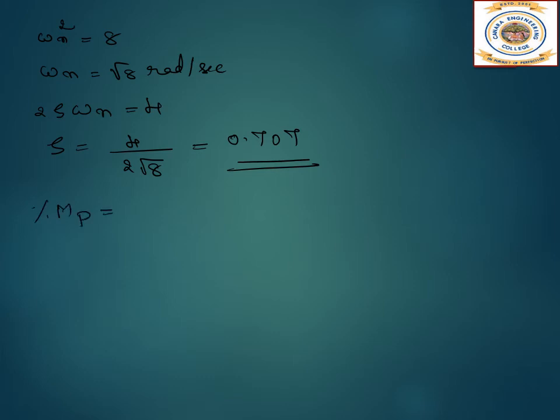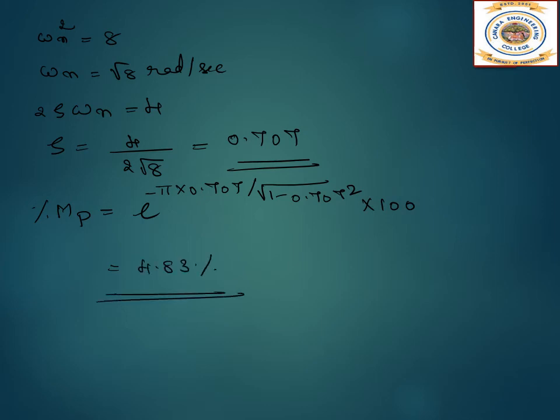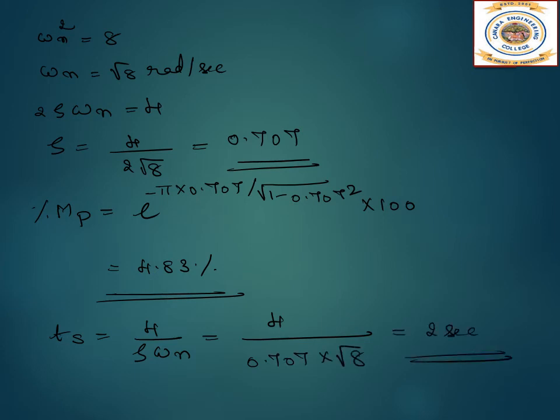So percentage MP, the maximum overshoot, is e power minus pi zeta by root of 1 minus zeta square, with zeta 0.707, into 100. Again, simple calculator. Okay, 4.83%. All these are very simple direct calculations. Then settling time. Nothing is given, so 2% tolerance. 4 by zeta omega n, which is equal to 4 divided by 0.707 into root 8. This is equal to 2 second.